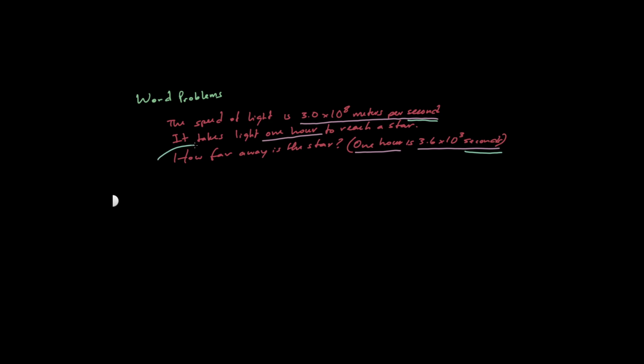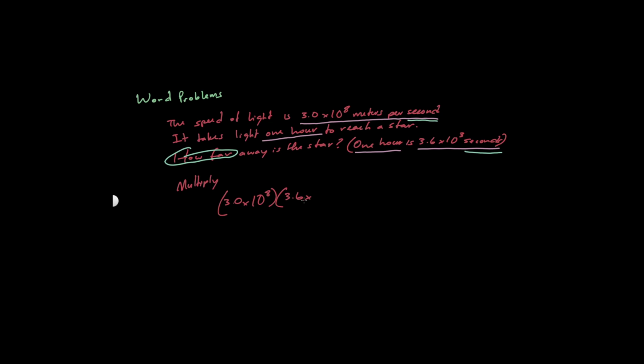The question you're trying to answer is how far away it is. So to answer how far away it is, you're probably going to want to multiply, and I'll talk about why afterwards. What you're going to be multiplying is the two numbers: the speed of light, and how long the light is traveling.